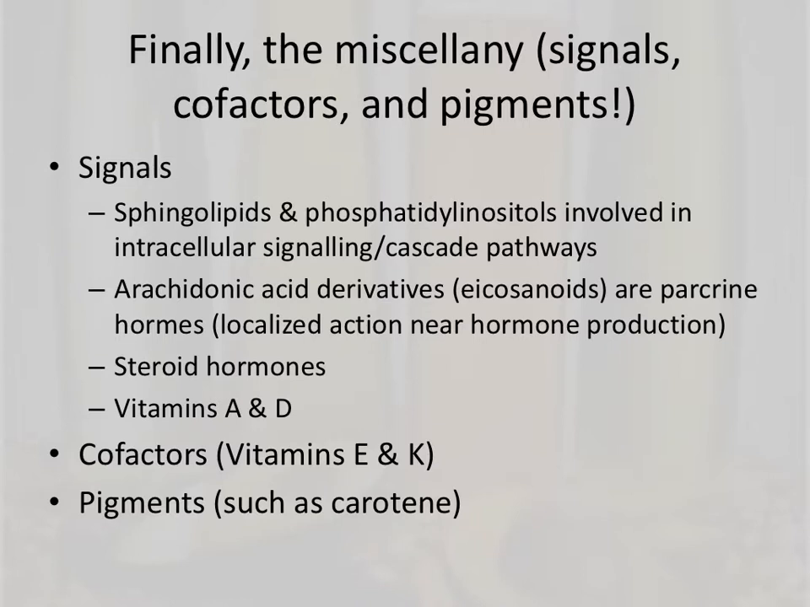So we'll go into a lot greater detail with these. But we have the sphingolipids and the PIPs, often titled phosphoinositides, that are called the signaling cascades. We have arachidonic acid derivatives, which are called the eicosanoids.